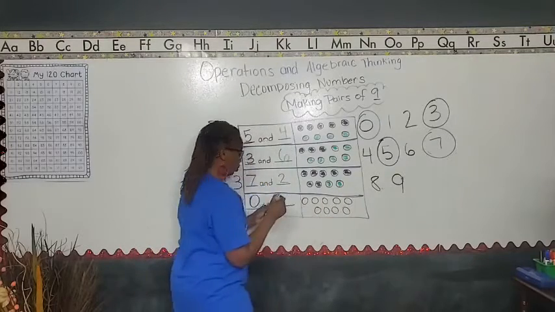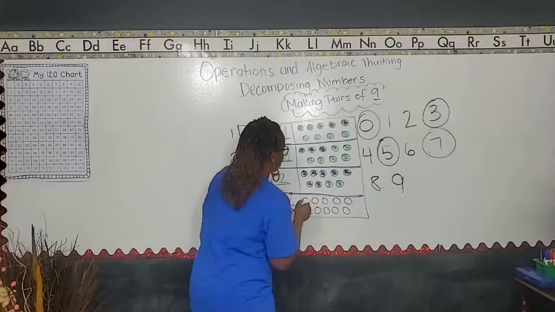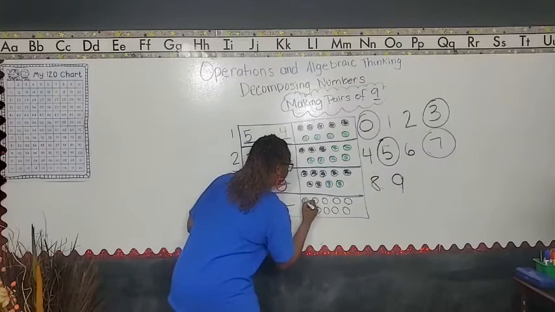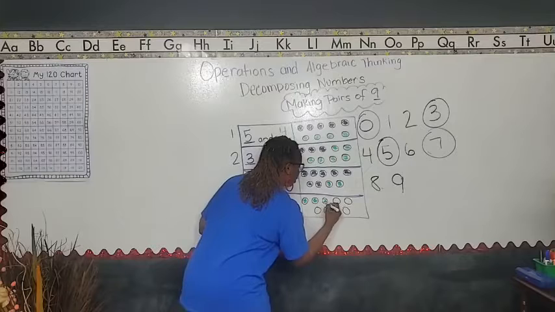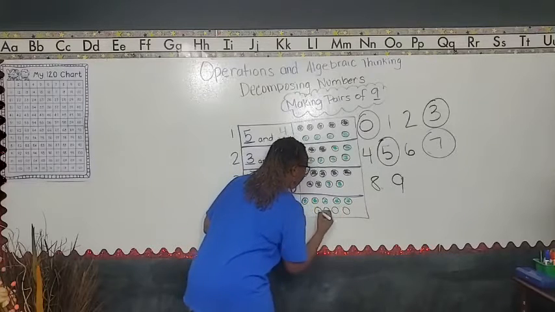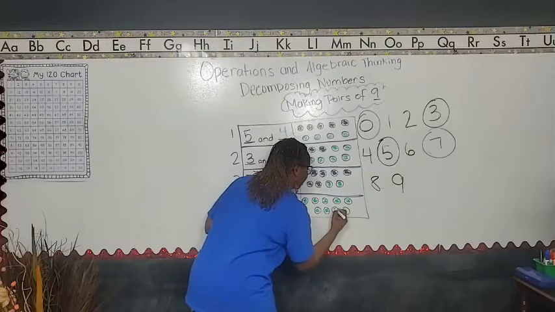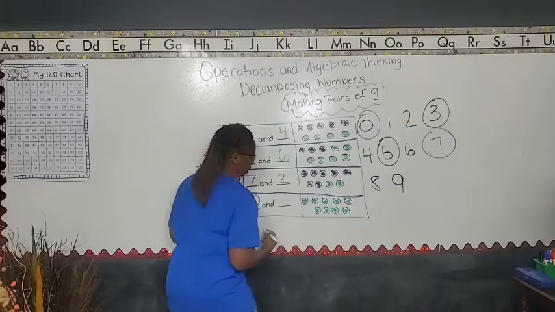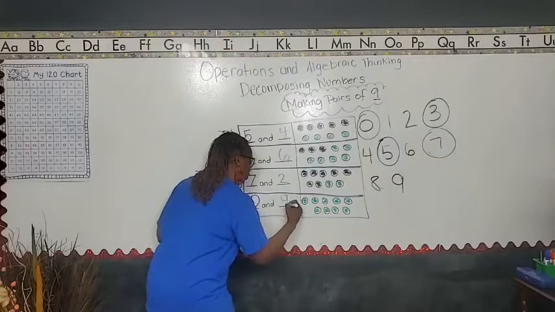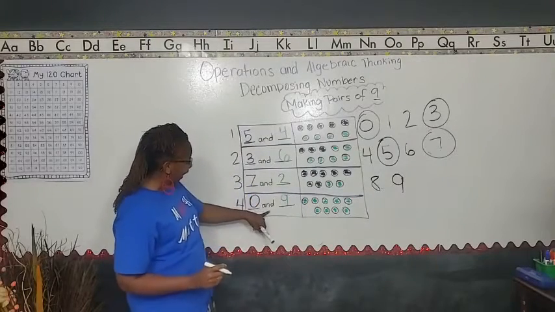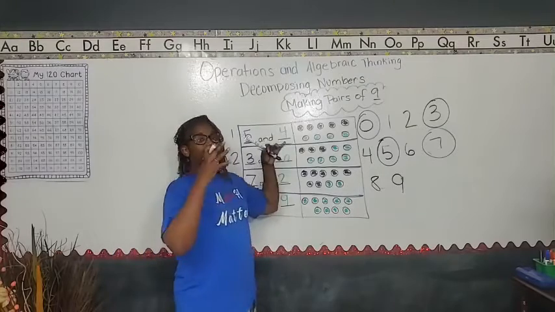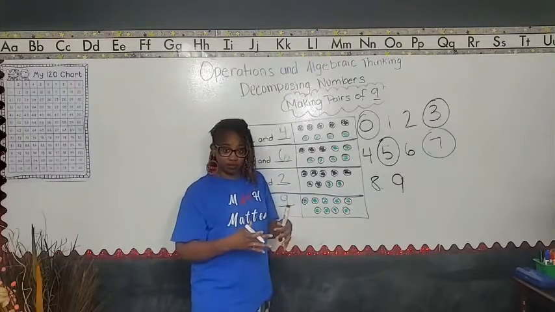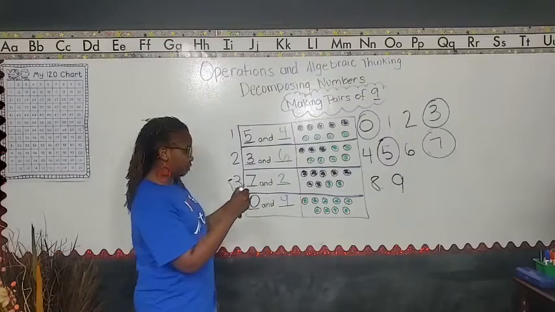None of them are purple. I have 0 purple. So that means that I have 1, 2, 3, 4, 5, 6, 7, 8, 9 that are green. So 0 and 9 make 9. Okay, 0 and 9 make 9.